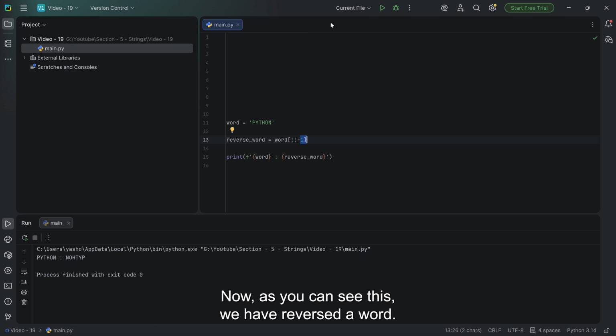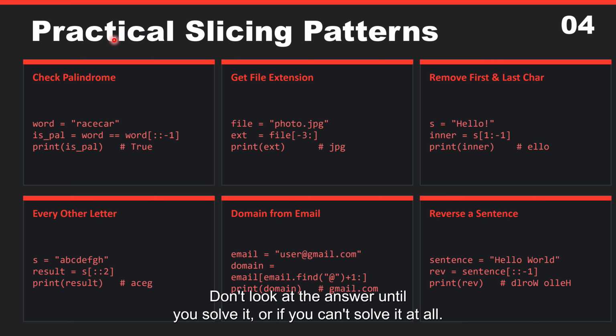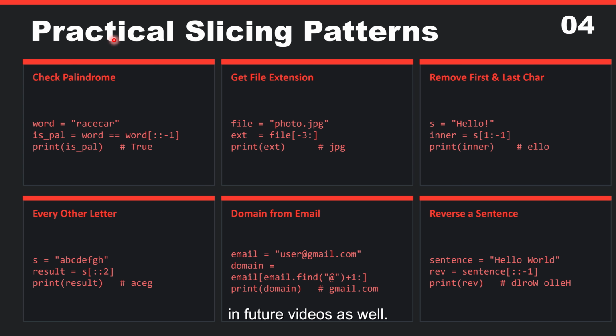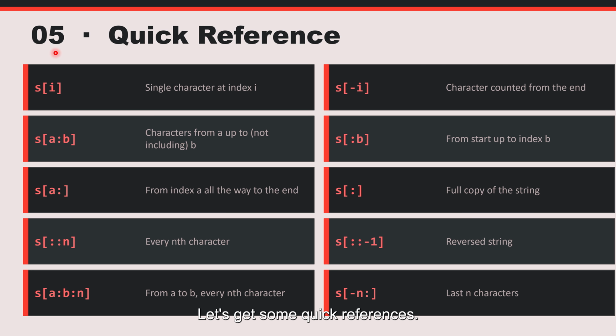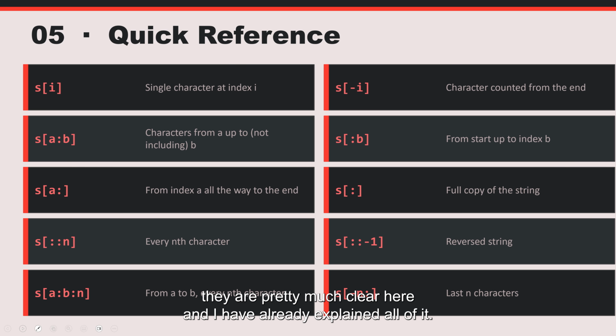Now, as you can see, we have reversed the word, and checking palindrome is basically if the word and the reverse word are the same, then it is a palindrome. Don't look at the answer until you solve it, or you can't solve it at all. I hope you practice these slicing patterns because it will help you a lot in the future videos as well. Let's look at some quick references. I don't think I need to explain them because they are pretty much clear here and I have already explained all of it. Let's not make the video any longer.